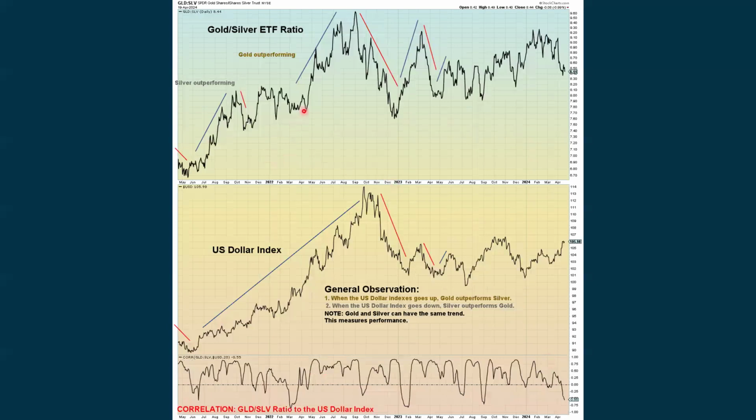And we have a gold to silver ratio on top. When this is going up, that means gold's outperforming silver. When this is going down, that means silver's outperforming gold. In the middle, we plot the US dollar index.